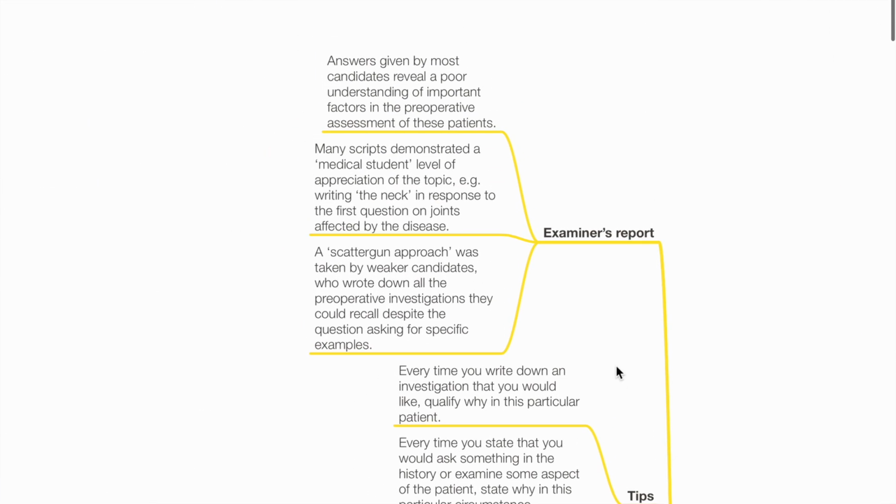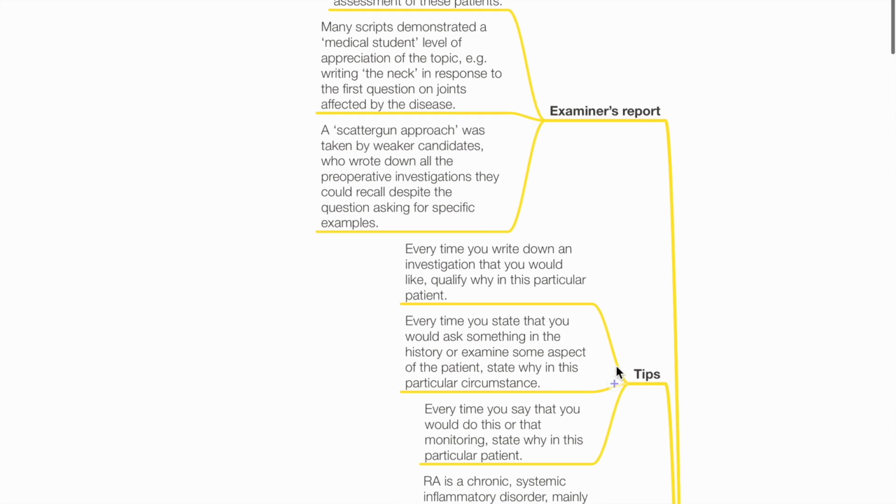Examiner's report. Answers given by most candidates reveal a poor understanding of the important factors in the pre-op assessment of these patients. Many scripts demonstrated a medical student level of appreciation of the topic, such as writing the neck in response to the first question on joints affected by the disease. A scattergun approach was taken by weaker candidates who wrote down all pre-op investigations that they could recall, despite the question asking for specific examples.